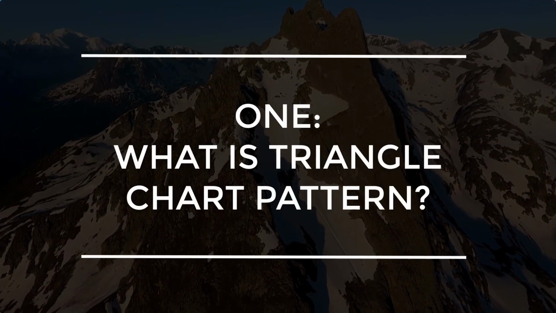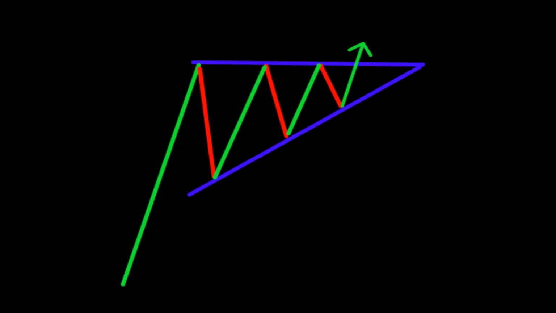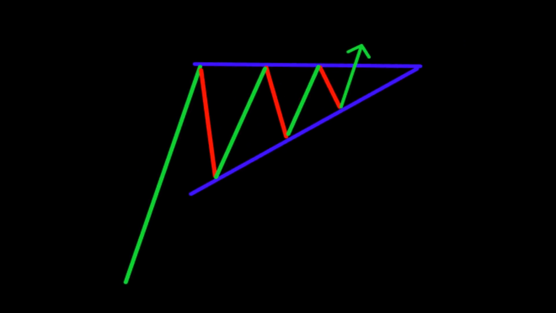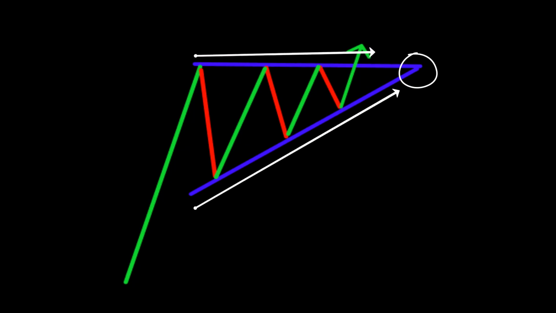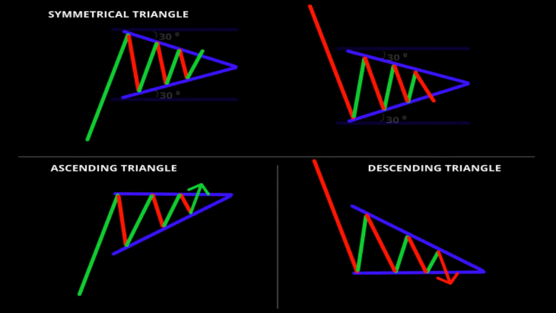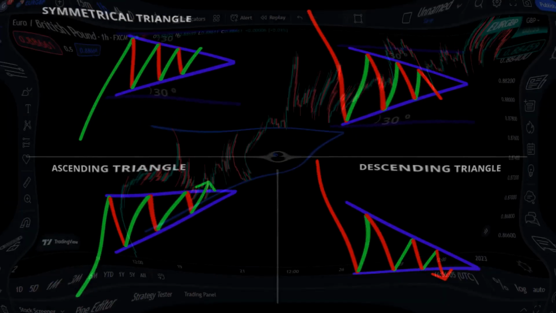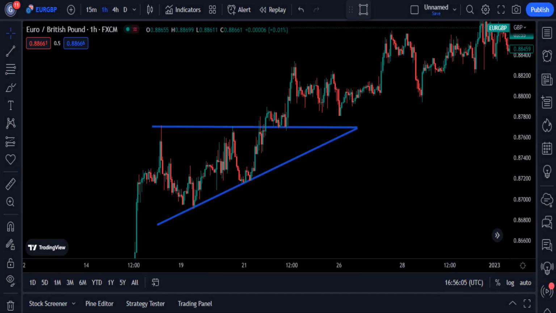1. What is a triangle chart pattern? Triangle chart patterns are formed by drawing trend lines that meet at an apex. Triangle patterns are among the most common chart patterns you will see, and they are easy to identify as well.